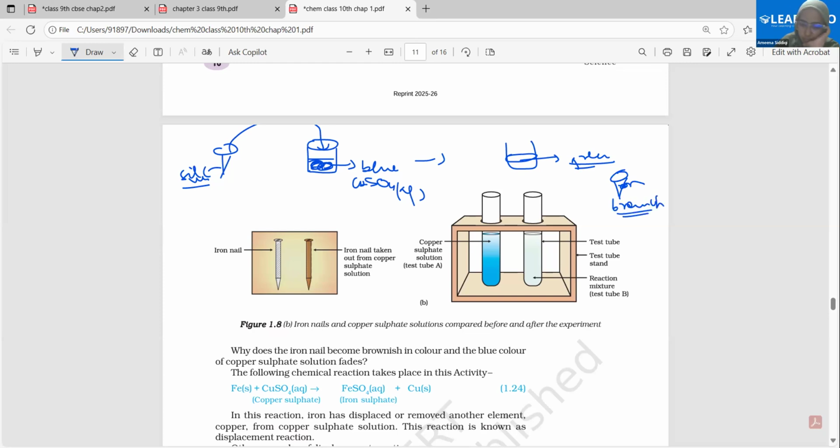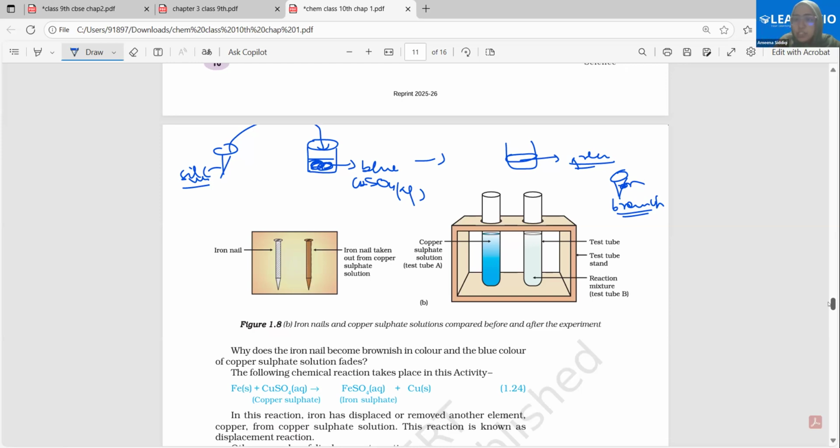Why does this happen? Because iron is displacing copper and the color changes. Very good. The green color of the solution will be because of that. Wonderful. So ferrous sulfate is formed, right? That is what you were saying?